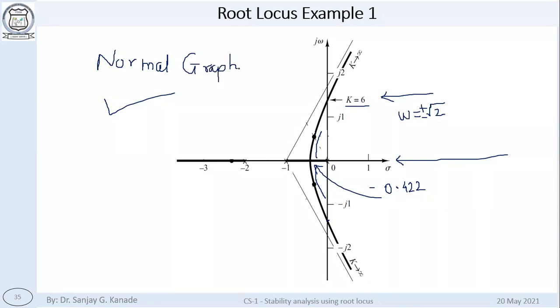Normal graph paper means linear graph paper. Both the scales, x as well as y axis scales, are linear. Okay, the standard graph paper, we will say. Why I have been talking about this multiple times is because when you go into the frequency domain analysis and talk about Bode plots, at that time we are going to use Semilog paper. Okay, and many times people get confused and they start drawing root locus also on the Semilog paper.